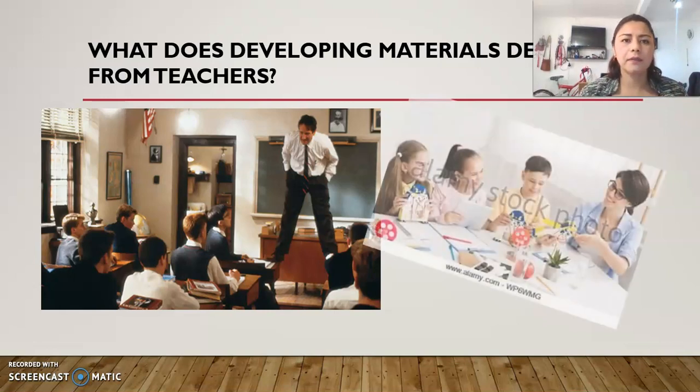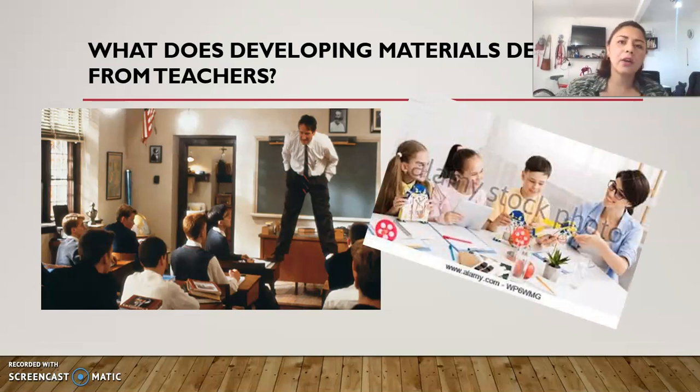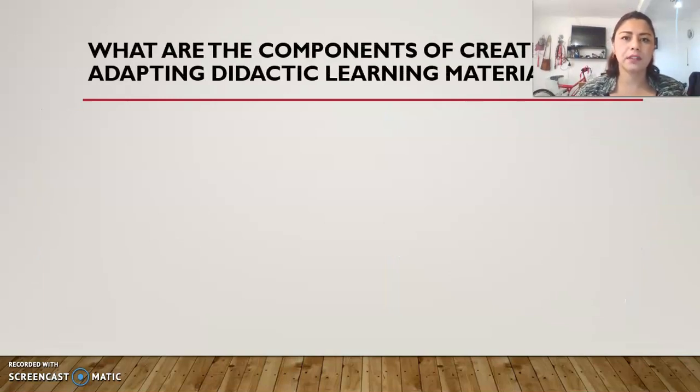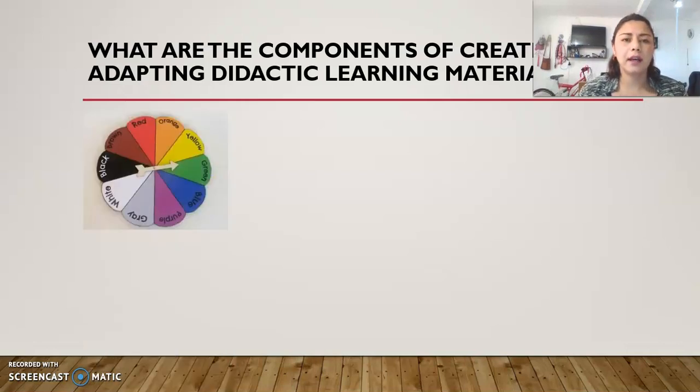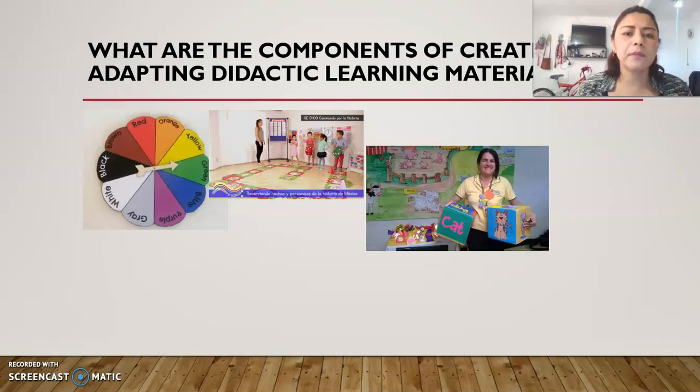Okay, and the question number three, what are the components of creating and adapting didactic learning materials? In this part, I talk about some components of creating learning materials. You need evaluation. You must take into account the needs of the students. Another, be clear about the objectives and the content of the material. The objectives for which these materials were created must be clear. And another important point is to select the materials and activities for their development.